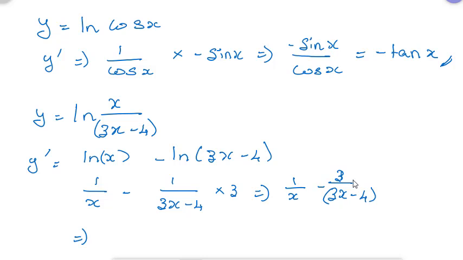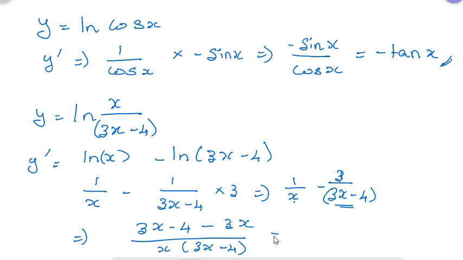Now I have to do the cross multiplication. First, I multiply 1 with the 3x minus 4, giving 3x minus 4. And second, I multiply x with the 3, so it's negative 3x over x times 3x minus 4. You can check there is a positive 3x and a negative 3x, so I cancel both terms. The remaining value is minus 4 over x times 3x minus 4. So that's the finalized answer for the question.